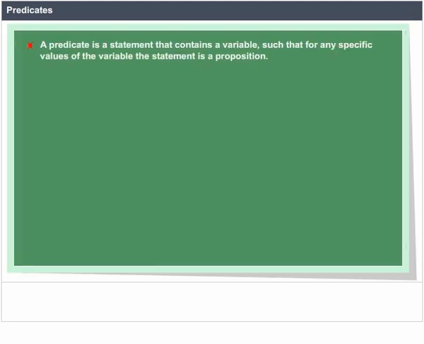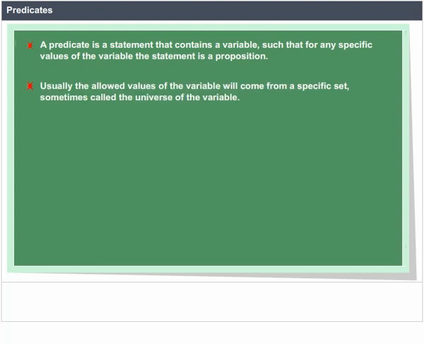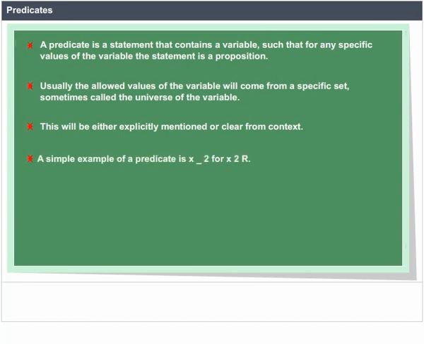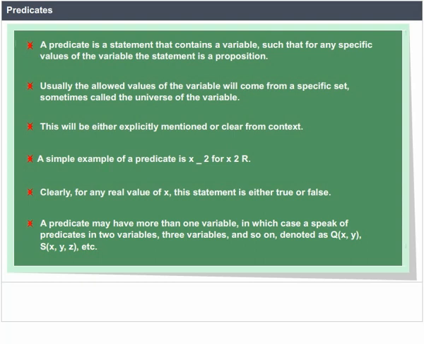Predicates. A predicate is a statement that contains a variable such that for any specific values of the variable, the statement is a proposition. Usually, the allowed values of the variable will come from a specific set, sometimes called the universe of the variable. This will be either explicitly mentioned or clear from context. A simple example of a predicate is x² ≥ 2 for x in R. Clearly, for any real value of x, the statement is either true or false. A predicate may have more than one variable, in which case you speak of predicates in two variables, three variables, and so on, denoted as q of x, y, s of x, y, z, etc.